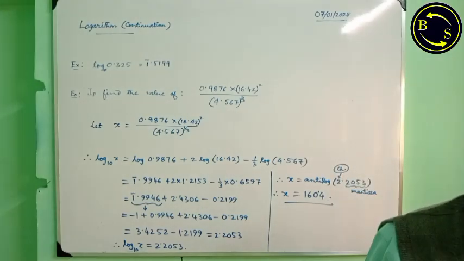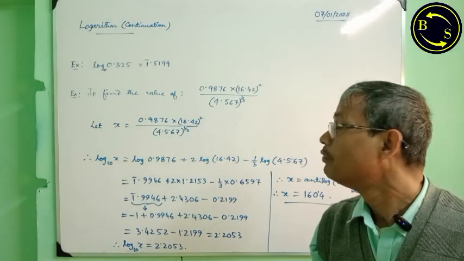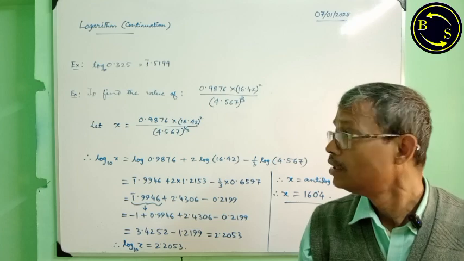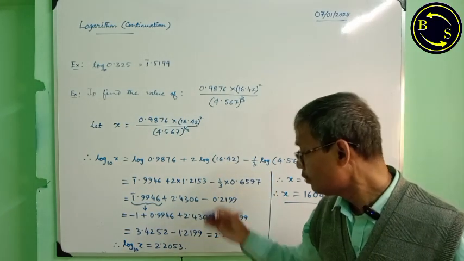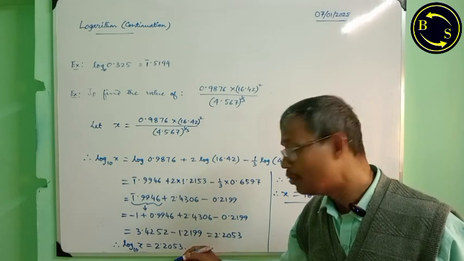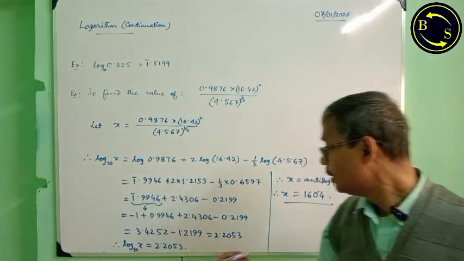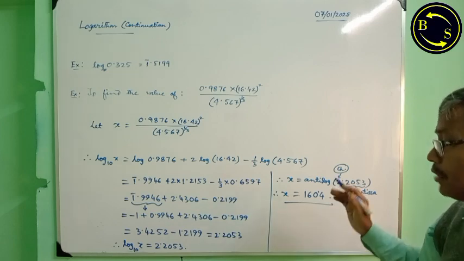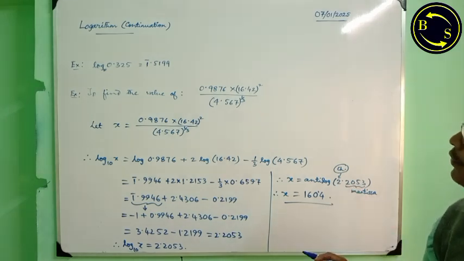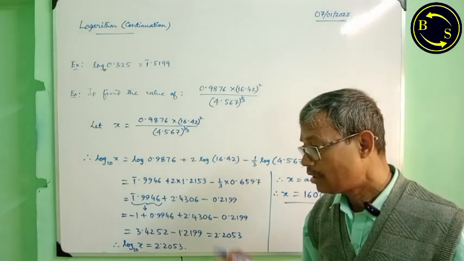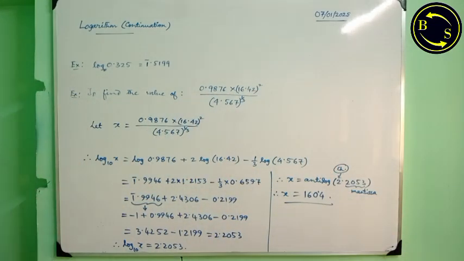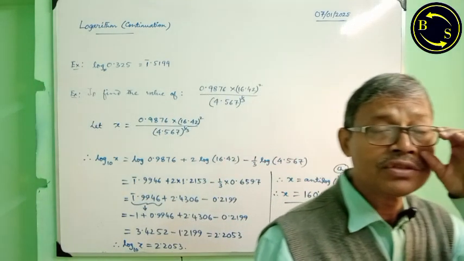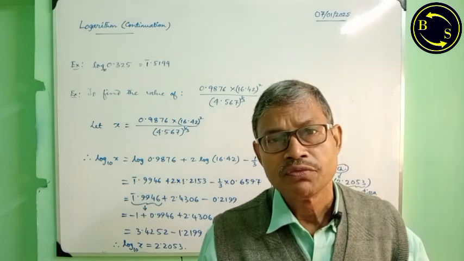Now my request is you practice finding the logarithm of such complicated types, and after calculation of the log of that number you take the antilog of that value to get the value of the number. Sometimes you will not get the exact value, but the value will be near to that, and the difference from the original number will be very small.